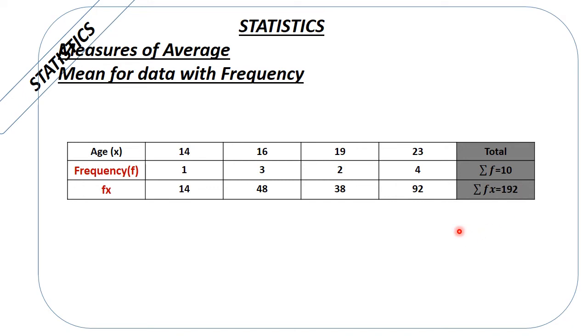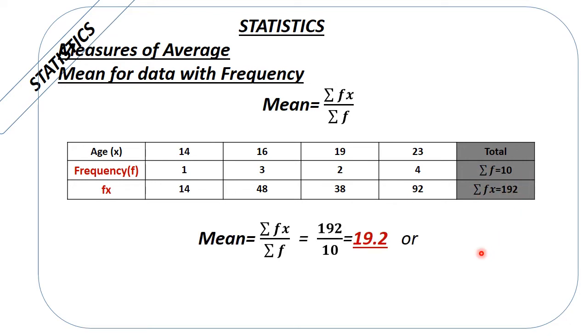Then the formula for mean is easy to apply. The formula is mean equals summation of f times x over summation of f. So in short, fx divided by f. This part divided by this part. So 192 divided by 10, which gives you 19.2.